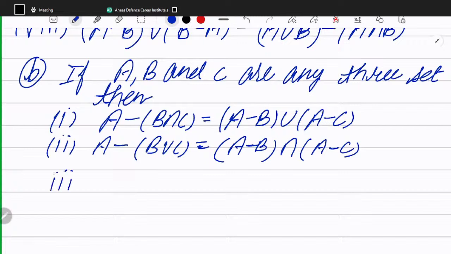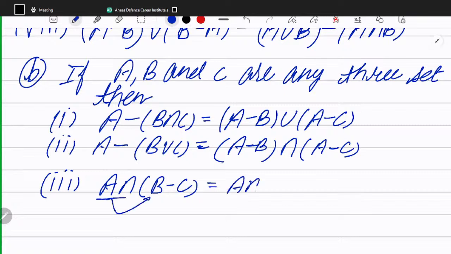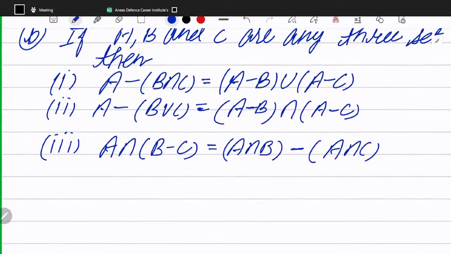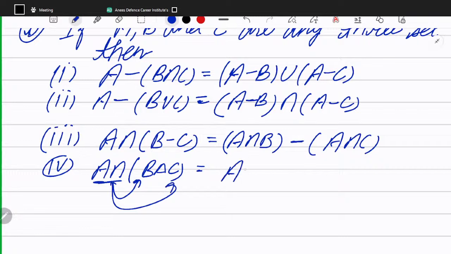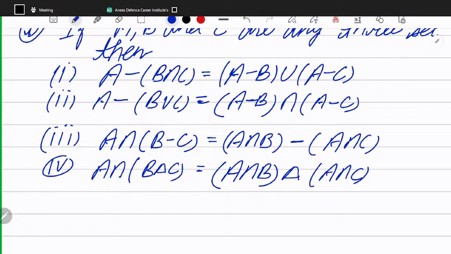Now the third one is A intersection B minus C. Then A intersection will operate on B, minus will remain, so this is A intersection C. If A intersection B symmetric difference of C, then A intersection will operate on B and A intersection will operate on C: A intersection B symmetric difference of A intersection C. These are the properties of the difference.